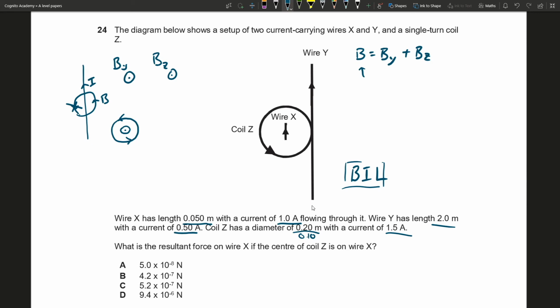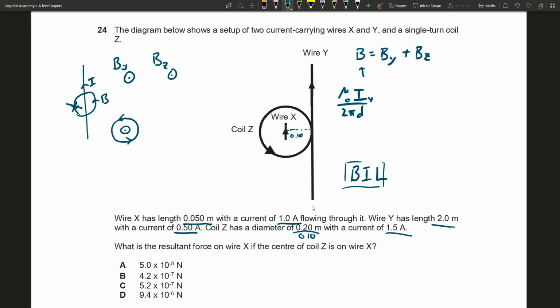So the BY, the magnetic field or the magnetic flux density coming out from wire Y, is given by this equation, mu naught I over 2 pi d. This is found in your formula sheet, by the way. So let's go through these constants one by one. Mu naught is the constant, also found in your formula sheet. I is the current going through wire Y, and 2 pi d. D is the distance of the point at which you're trying to find the magnetic flux from wire Y. So this is this distance, and that distance is 0.10 because it's the radius of coil Z.